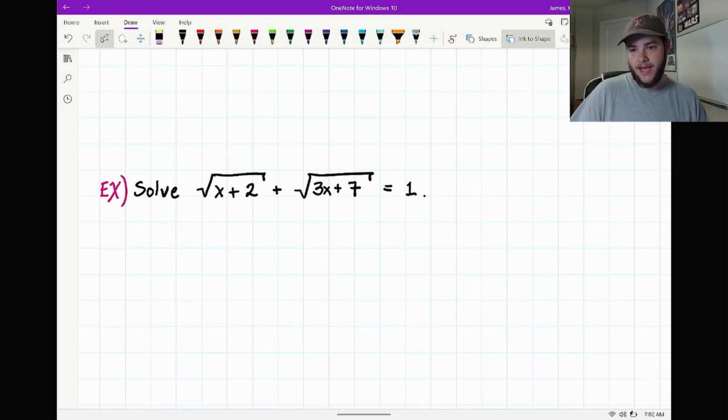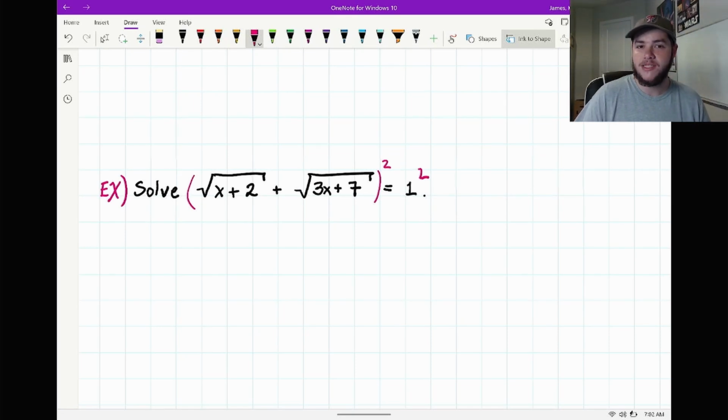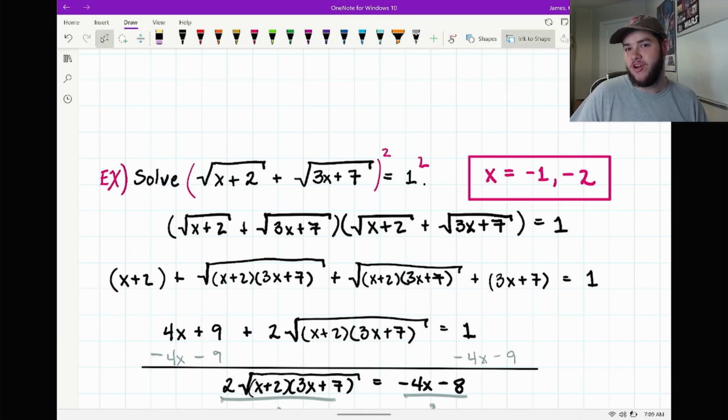This problem has an added difficulty, being that I've got two radicals. The process is still the same, though. To get rid of the radicals, I'm going to want to square both sides. See if you can pause the video here to try this one on your own. Oh, it was a bit of a process to get there. The answers that I came up with were -1 and -2.